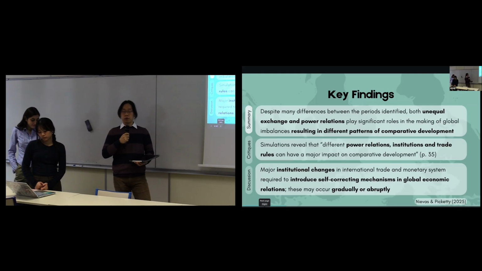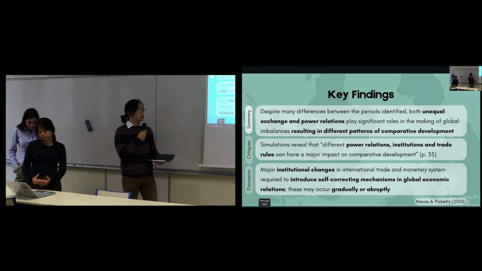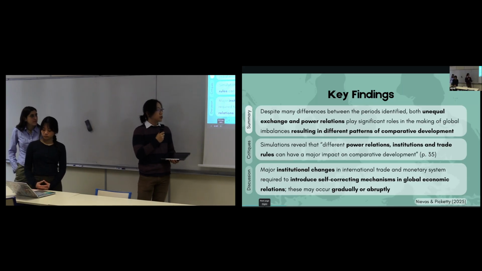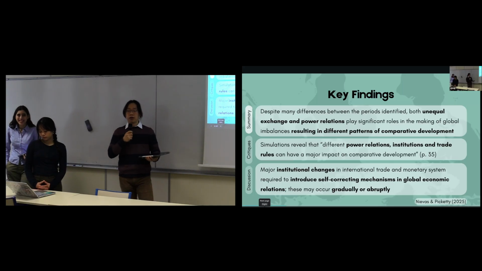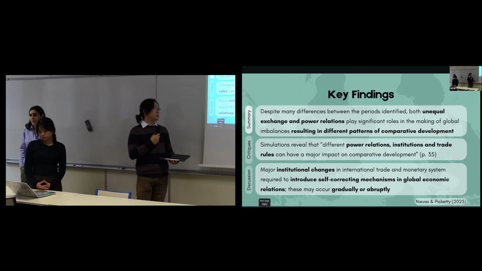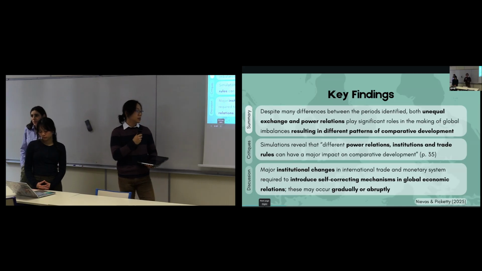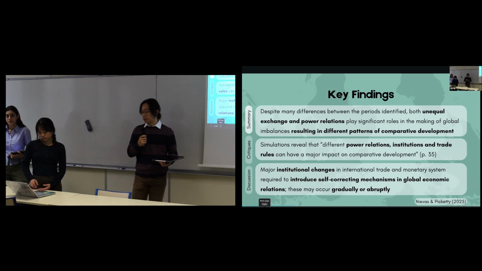And then finally, they conclude the paper by suggesting that major institutional changes in international trade and monetary systems are required to introduce more self-regulating, self-correcting mechanisms into global economic relations. And these changes can maybe be gradualist or can happen more abruptly, perhaps.